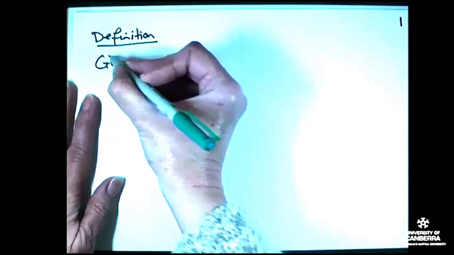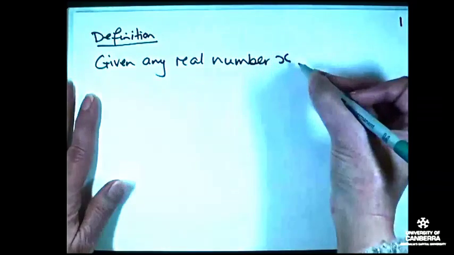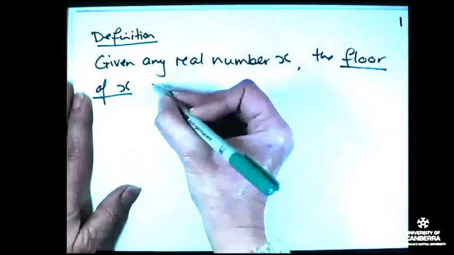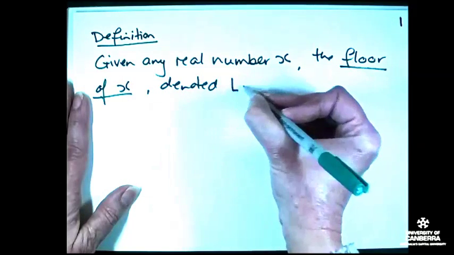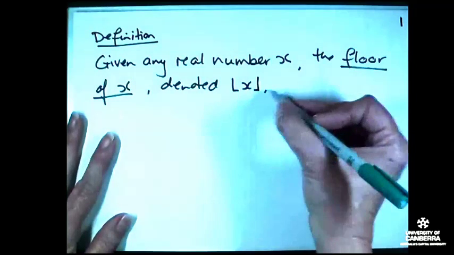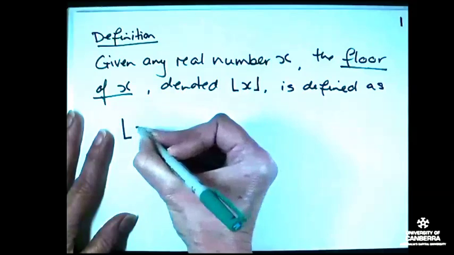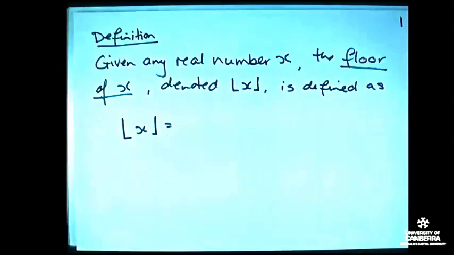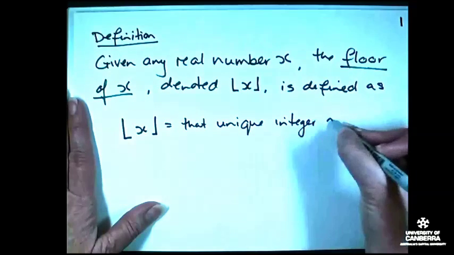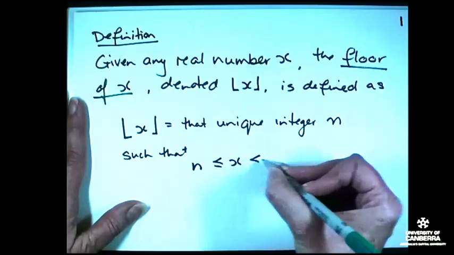Given any real number x, the floor of x, and it is denoted, so it's at the bottom, the little bits at the bottom remind you that it's the floor, is defined as: floor of x is equal to that unique integer n such that n is less than or equal to x is less than n plus 1.